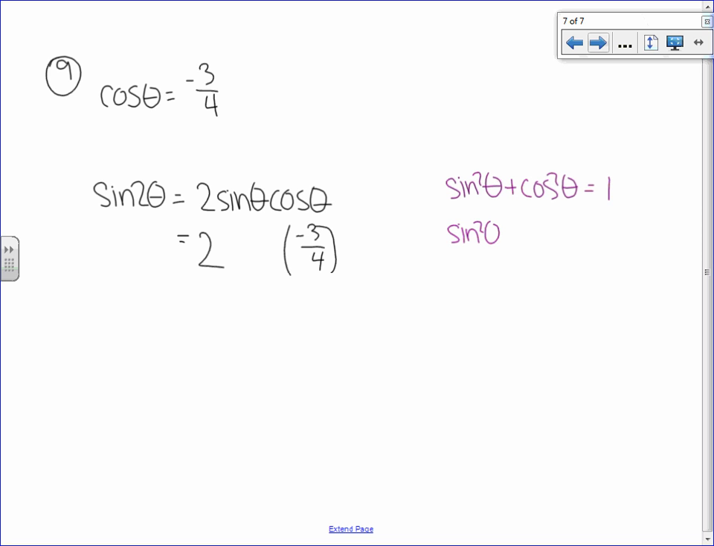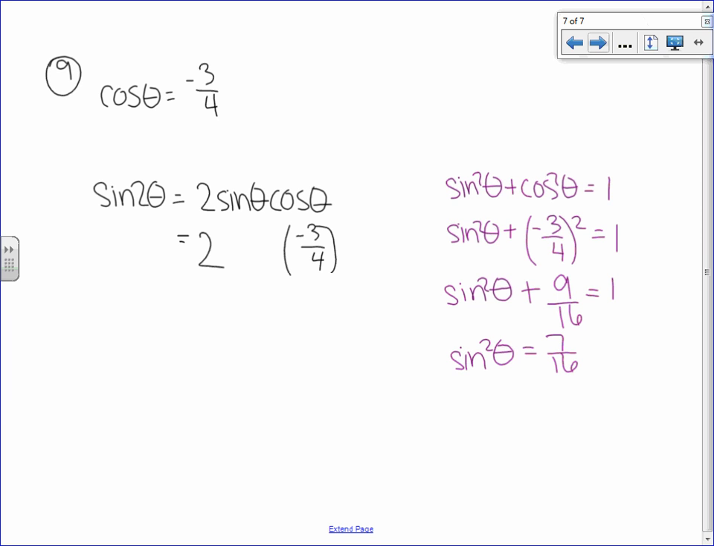So sine squared plus (-3/4) squared. Notice I put the negative in parentheses. Why did I put the negative in parentheses? Because it is also getting squared. This is going to become plus 9 over 16. So many of you want to keep it at a negative, and it is going to mess up your answer a lot. Okay? Make sure that you are squaring the negative. Subtract that from both sides. You are going to get 7 over 16.